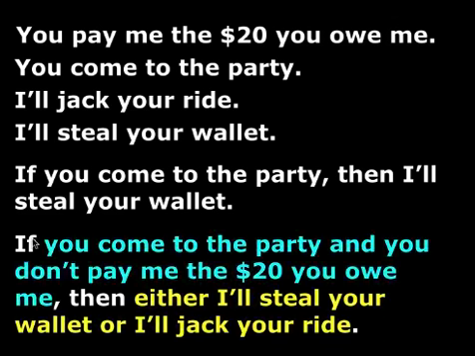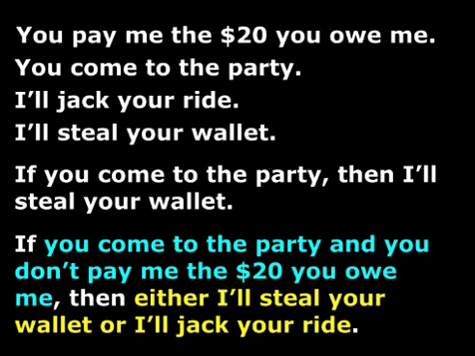Now what this is, the conditional operator, if then, is putting together these two compound statements. It's saying if this thing in blue, then this stuff in yellow. Well, this thing in blue isn't an atomic sentence. It's actually compound. You come to the party and you don't pay me the $20 you owe me. Okay, so it's two statements put together with a conjunction operator. This is also compound. It's an either or. Either I'll steal your wallet or I'll jack your ride.